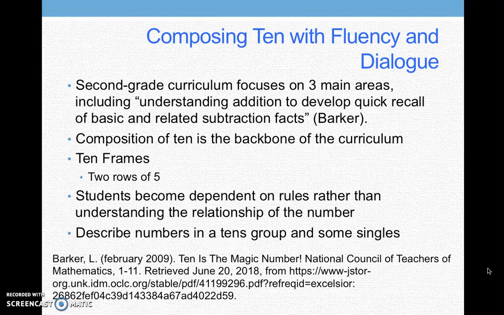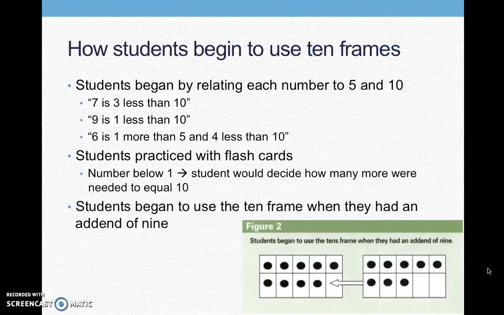Without 10 frames, students become dependent on rules rather than understanding the relationship of the numbers. So if students need to add 3 plus 4 and never really understand the concept behind it, they will become dependent on, it's a near double, this is how I can add it. But through 10 frames, they relate it to the number 10. So they describe numbers in a tens group and some singles once they reach the age where they understand what basic 10 frames are. I'll dig more into that on the next slide.